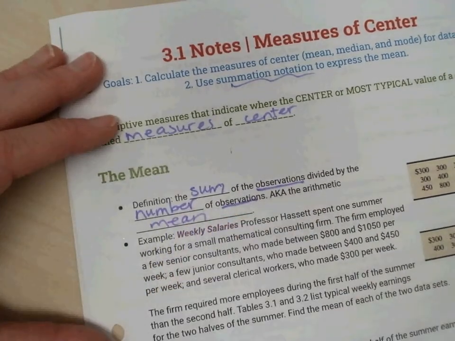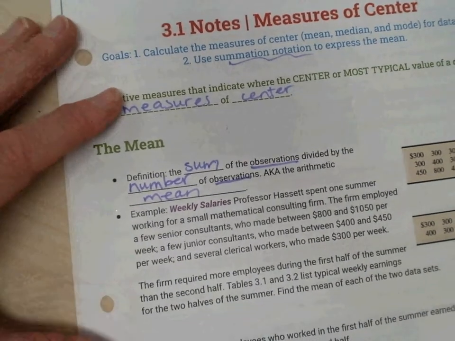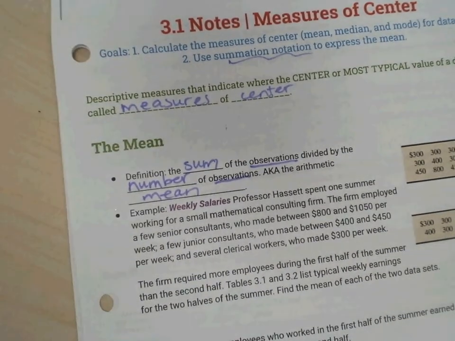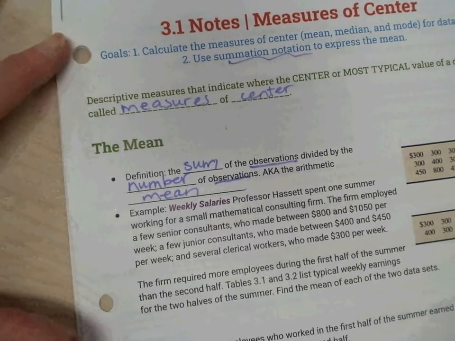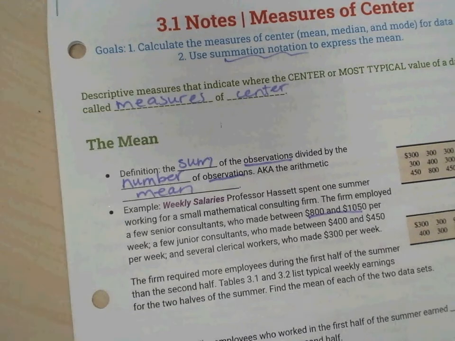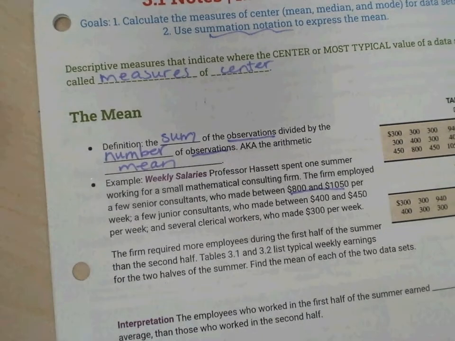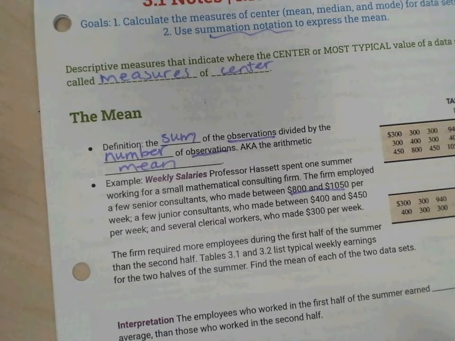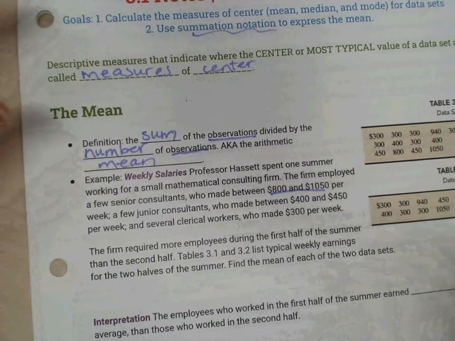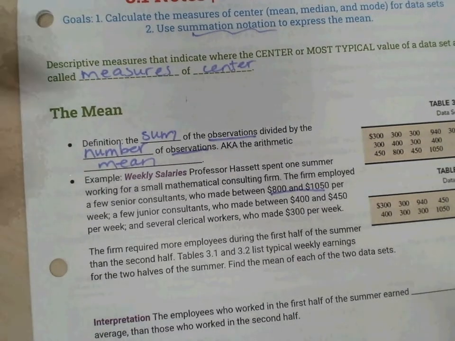Here's an example with weekly salaries. Professor Hassett spent one summer working for a small mathematical consulting firm. The firm employed a few senior consultants who made between $800 and $1,050 per week, a few junior consultants who made $400 and $450 per week, and several clerical workers who made $300 per week. The firm required more employees during the first half of the summer than the second half. Tables 3.1 and 3.2 list typical weekly earnings for the two halves of the summer. Find the mean of each of the two data sets.